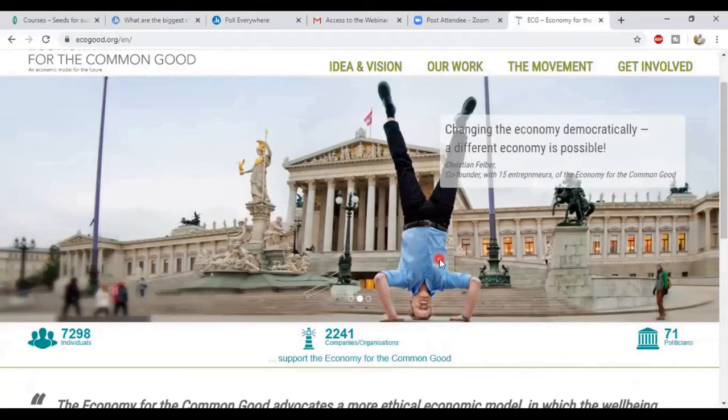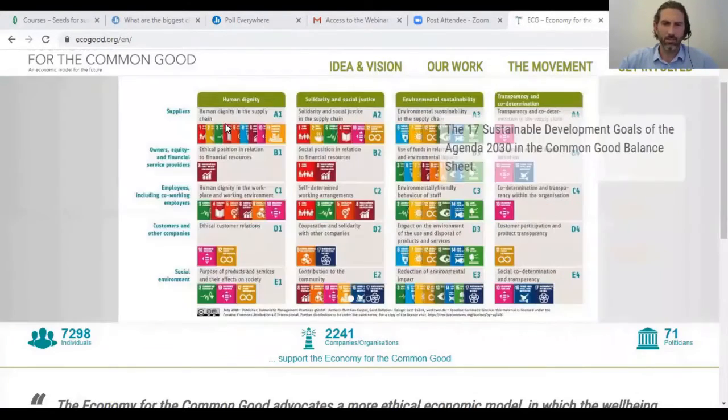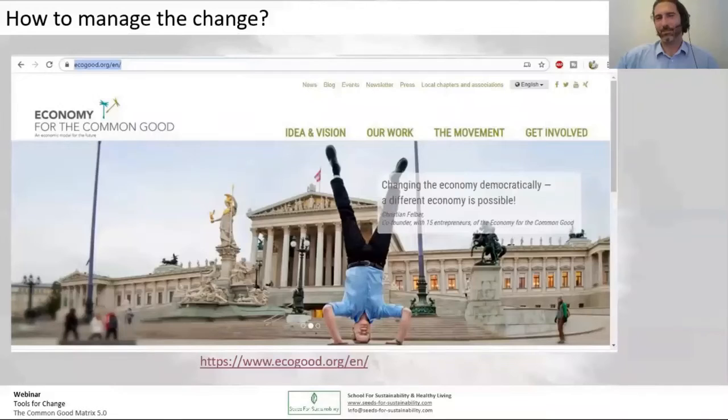This is the way he always presented the common good when he gave public speeches to get everybody's attention. And then he wanted to say, let's turn the economy upside down. And then he started explaining what the economy for the common good is. Unfortunately, I'm not going to be able to do a handstand today. I'm sorry. But seeing Christian Felber doing it is good enough.